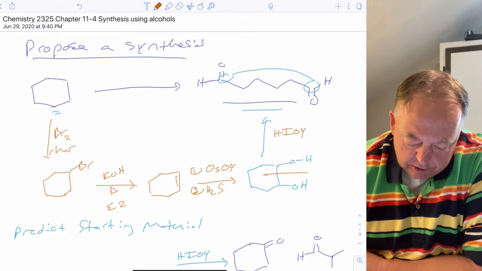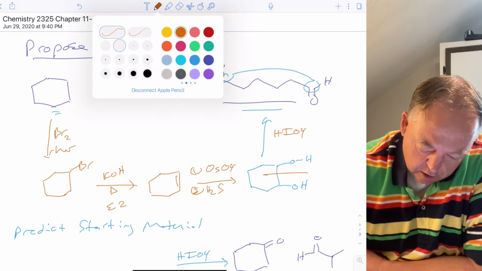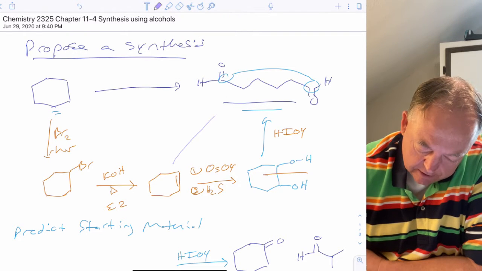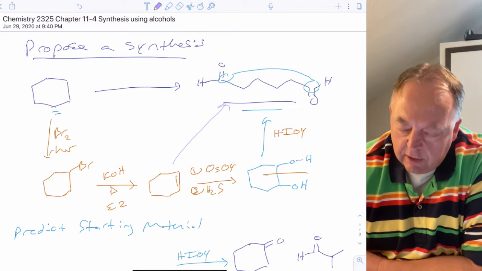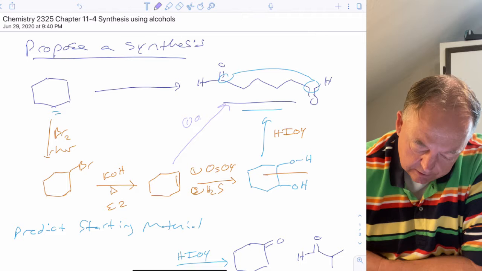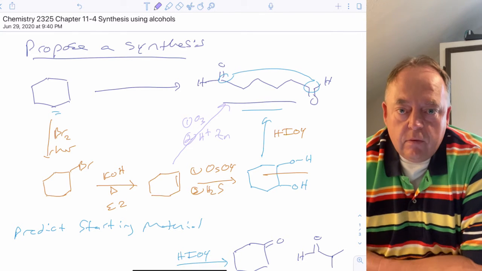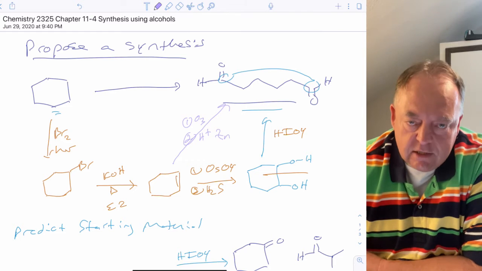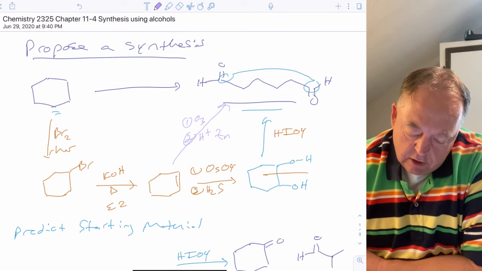Although there's actually a shorter pathway, we could have actually gone directly from the alkene to the final product, right? We could have cut off the last 2 steps and done ozonolysis, with zinc instead, if you remember that reaction from chapter 8, how to oxidize an alkene using ozone. So there's a couple of pathways here.